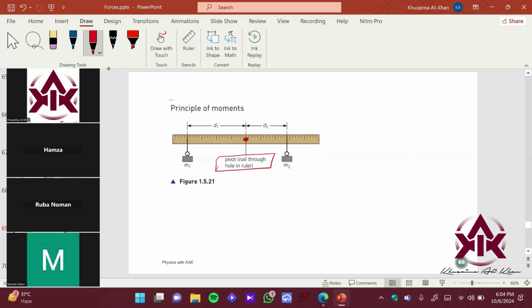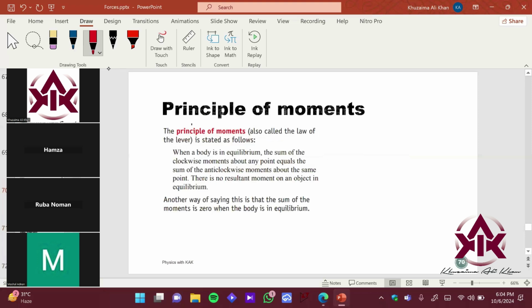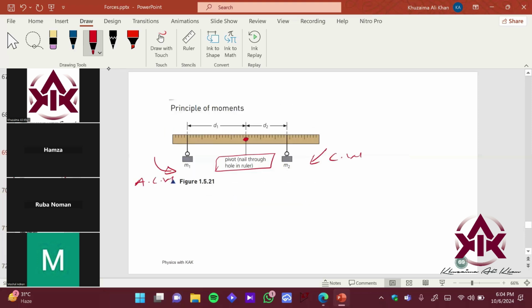So now I will have two masses. One will produce an anti-clockwise moment, and one will produce a clockwise moment in this direction.